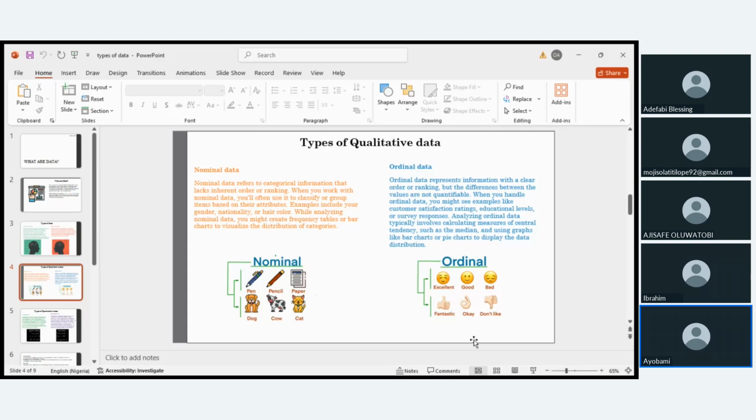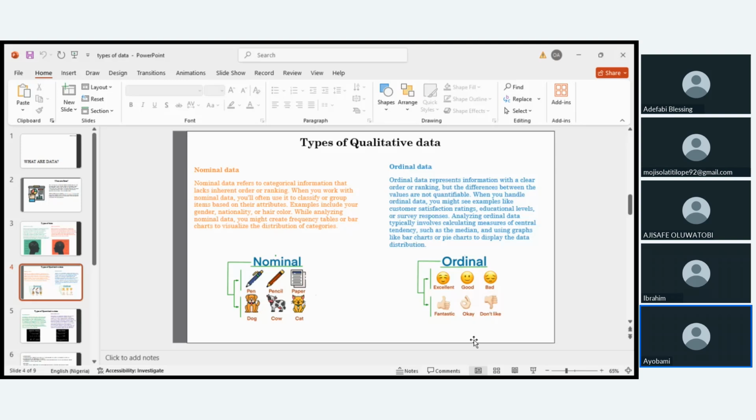On the other side, we have what we call ordinal data. So ordinal data is just like the opposite of nominal data too. It means that things are in different categories, yet in those categories, there is a level of order. There's a level of inherent ranking, right? What I mean is, look at this example I gave here. We have reviews, for instance, excellent, good, bad, fantastic, okay, don't like. There are levels to this. Everybody knows that being rated excellent is better than okay or bad.